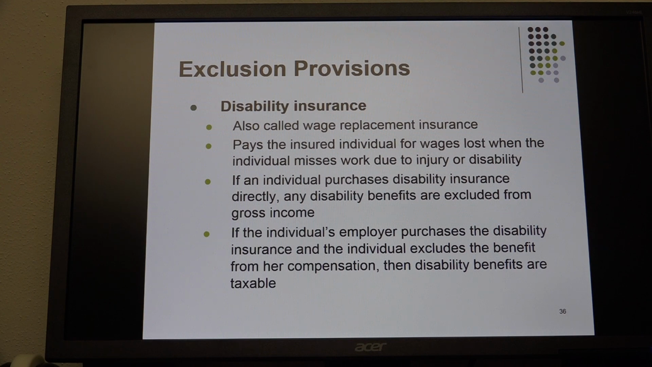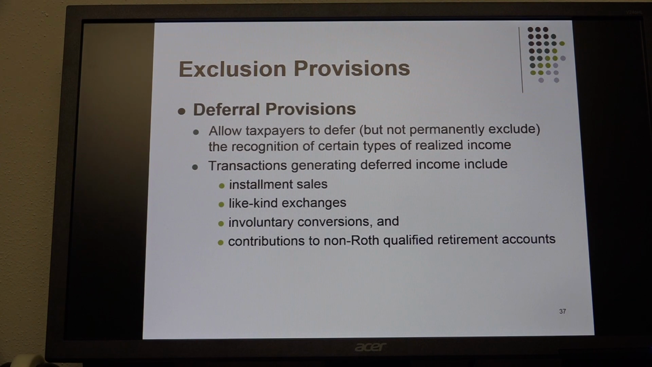And in some cases, you might have an election where the employer pays part of it and the employee pays part of it, let's say a 50-50 type of deal. In that case, only 50% of the disability benefits would be taxable. Okay? And of course, we're going to be talking later on in another chapter about some different deferral provisions. Those are also excluded from gross income.